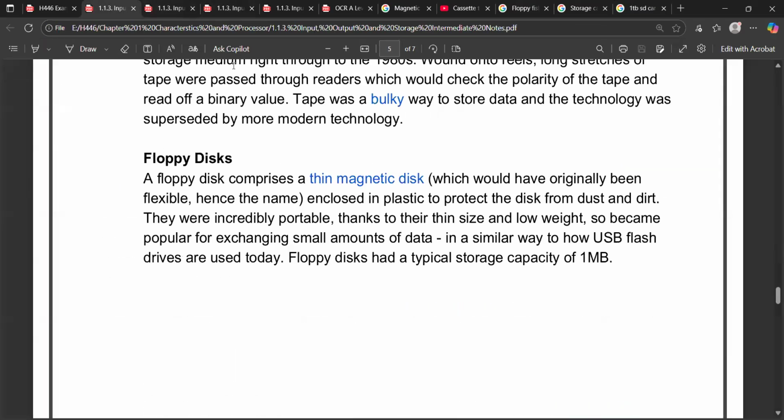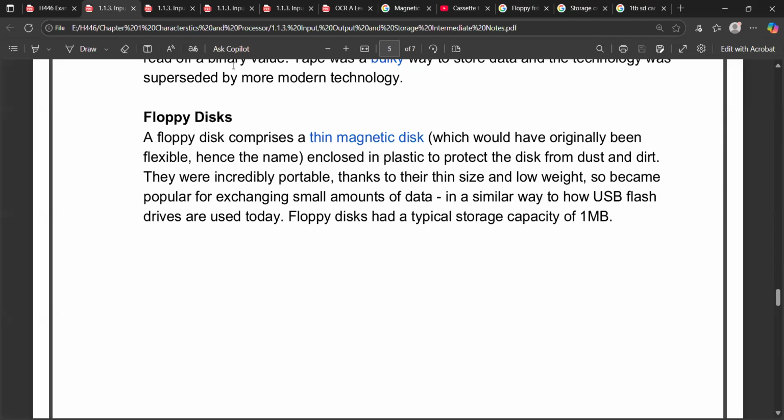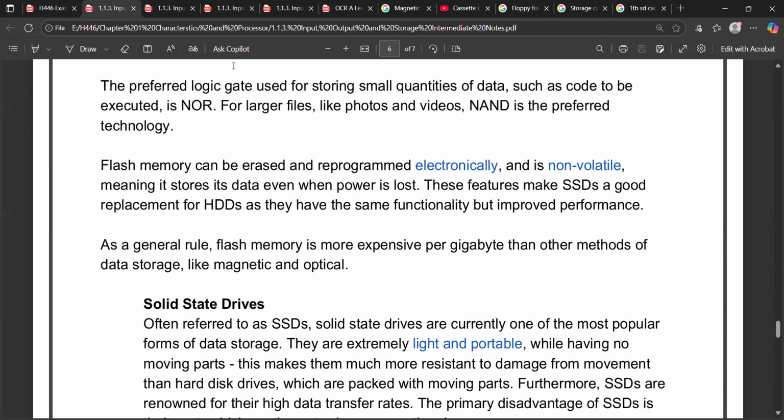But a floppy disk was also an example of a magnetic disk. It was originally flexible because it was enclosed in plastic to protect the disk from dust, and they were incredibly portable because of their thin size and low weight, so they became popular for exchanging small amounts of data. But the only problem with that was the storage capacity.